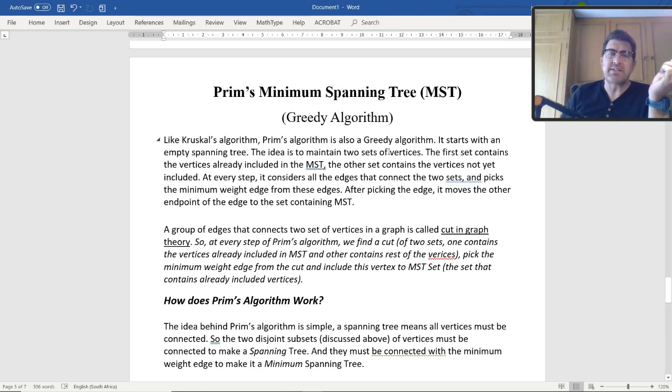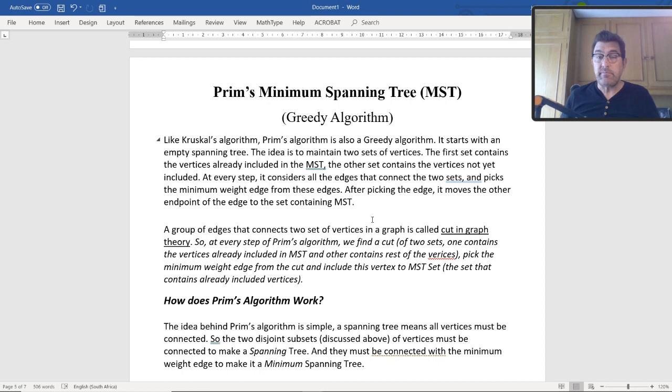The idea is to maintain two sets of vertices. The first set contains the vertices already included in the minimum spanning tree as we trace it out. The other set contains the vertices not yet included. So every step, it considers all the edges that connect the two sets and picks the minimum weight edge from these edges. Okay, so you choose an edge, then you choose a next, then you choose a next, and that choice is based on the minimum weight.